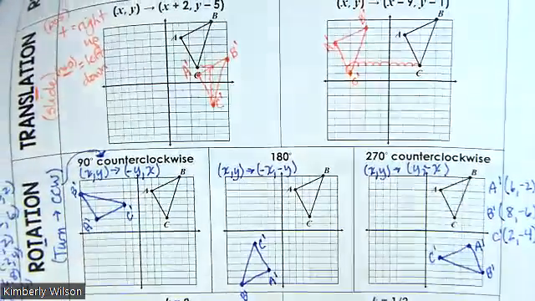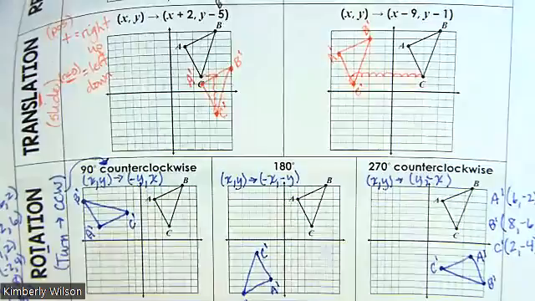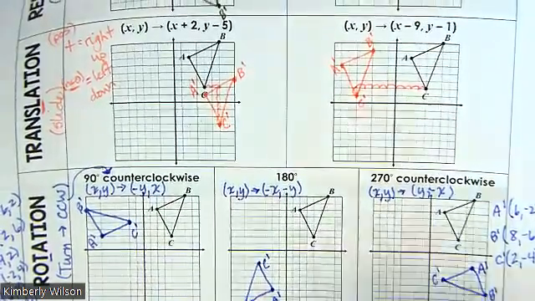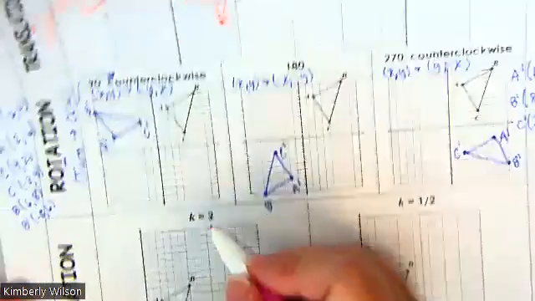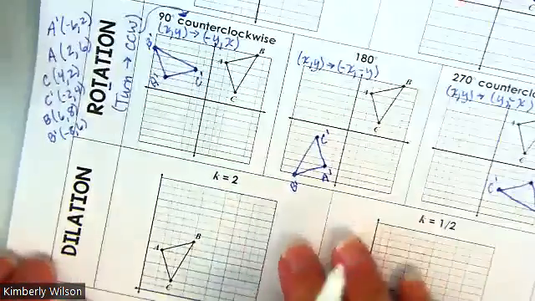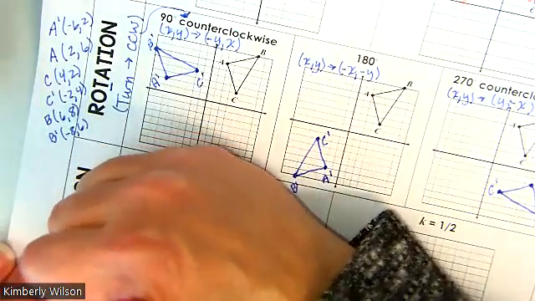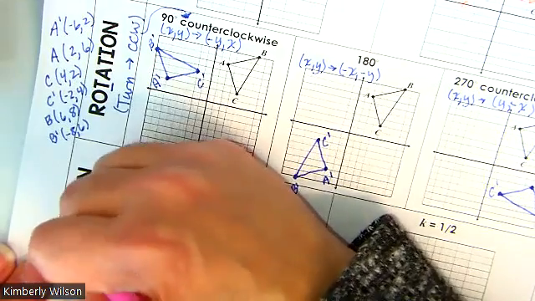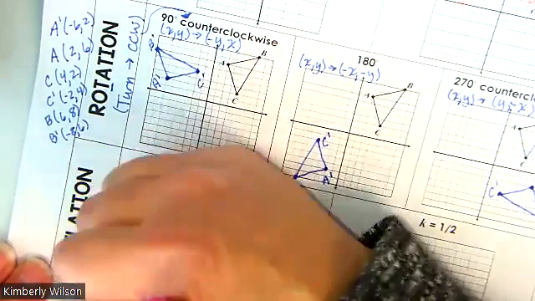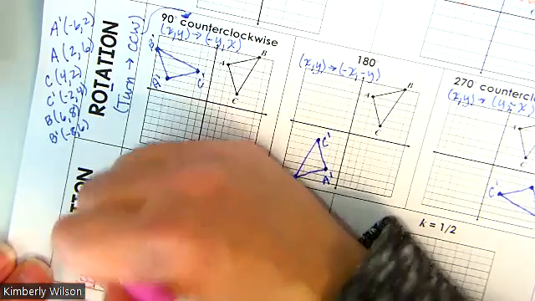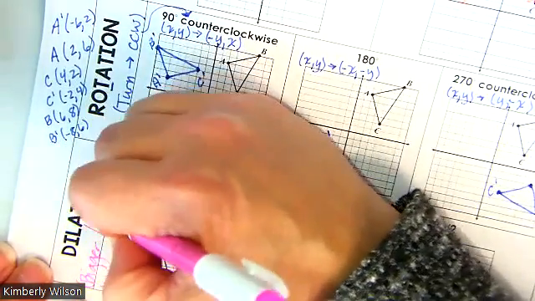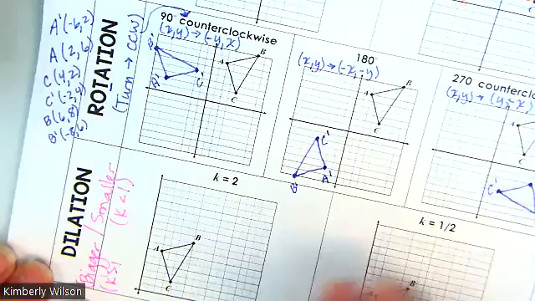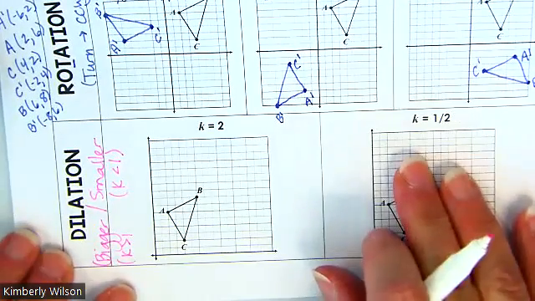And then we have dilations, which is last but not least on this review page. Okay, so my K is 2. If it's a dilation, you have to remember that the figure is getting bigger, which means the K is greater than 1, or the figure is getting smaller, which is when the K is less than 1. And K is the scale factor.